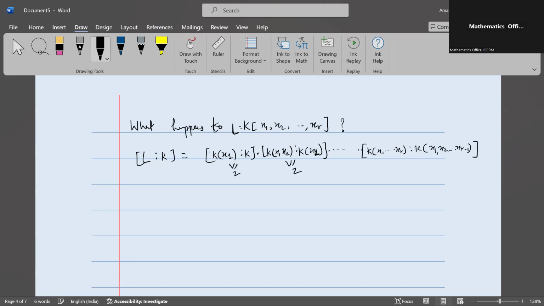These are bigger than or equal to 2. So because there are r terms, this is bigger than or equal to 2 power r, this degree L over K, and this is already bigger than n naught. We have chosen r like this.